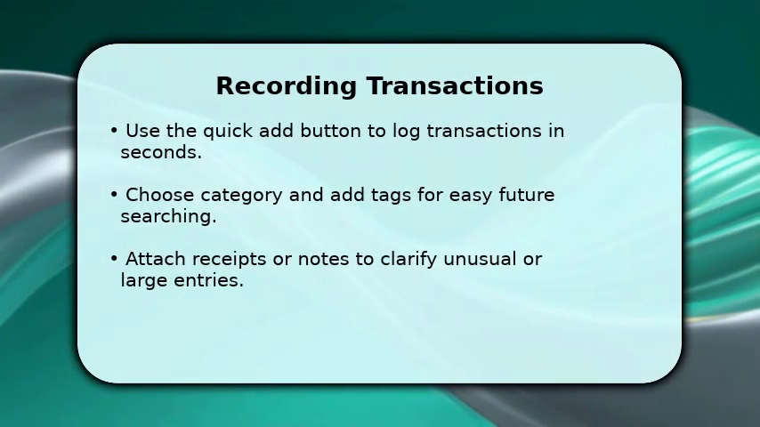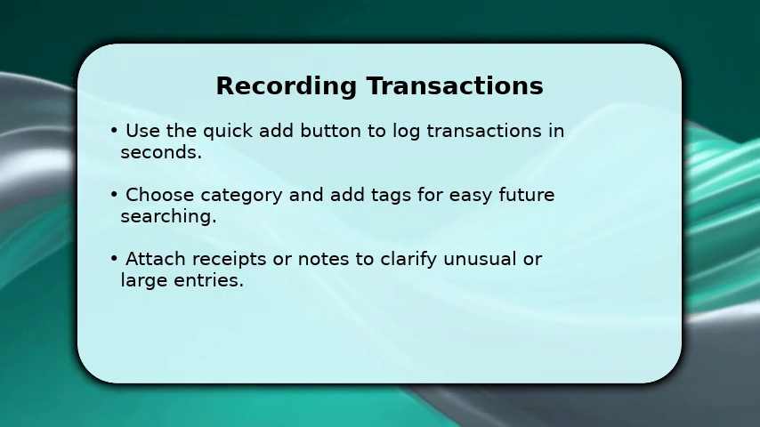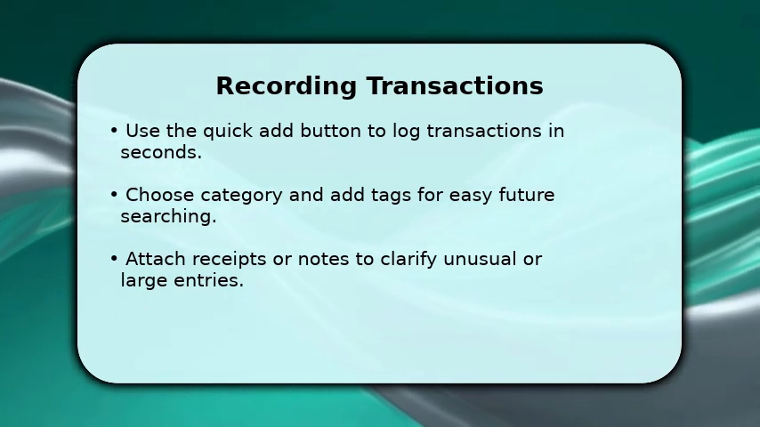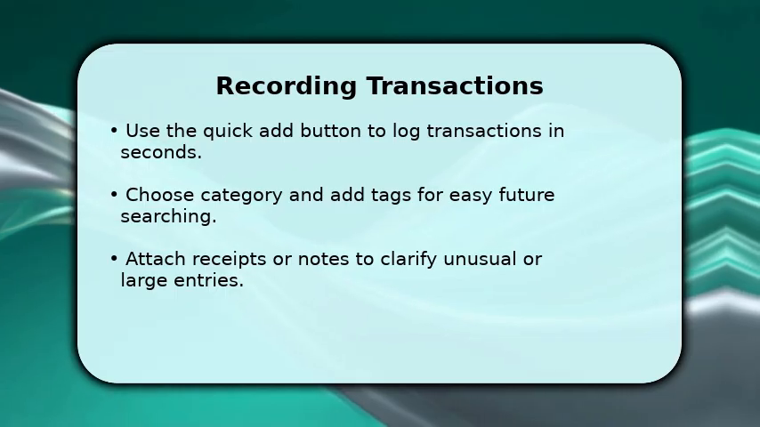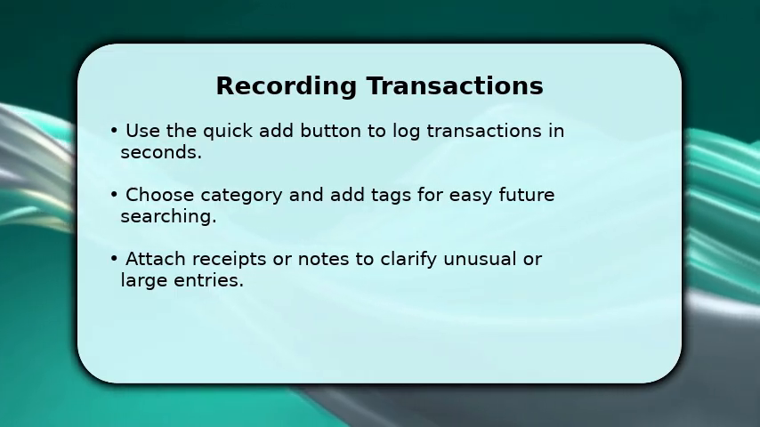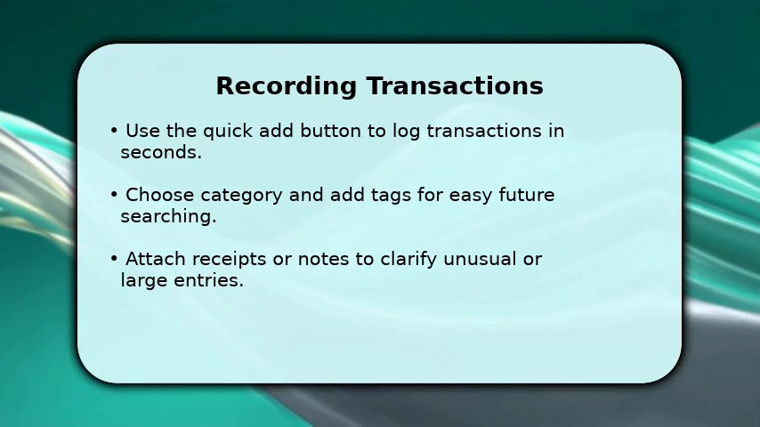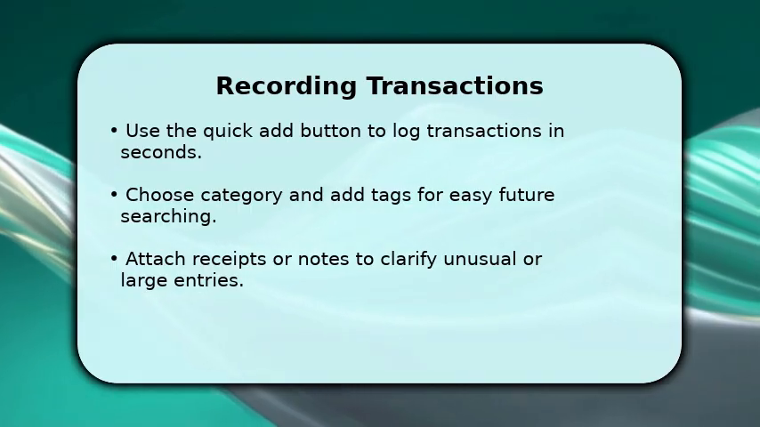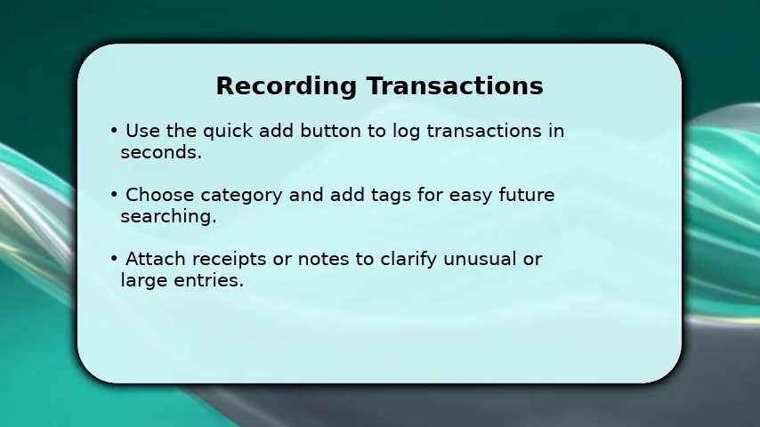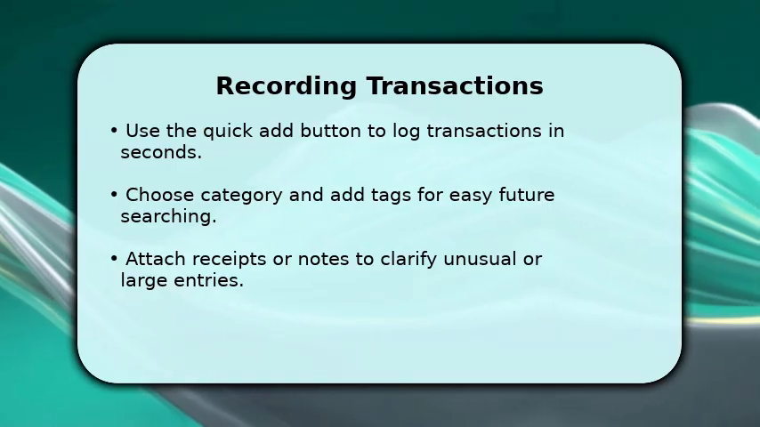To record transactions quickly, tap the Quick Add button, enter the amount, select a category, and save. Use tags for projects or clients so you can filter later and view totals easily. Attach a photo of receipts for proof and context, especially for reimbursements or deductions.